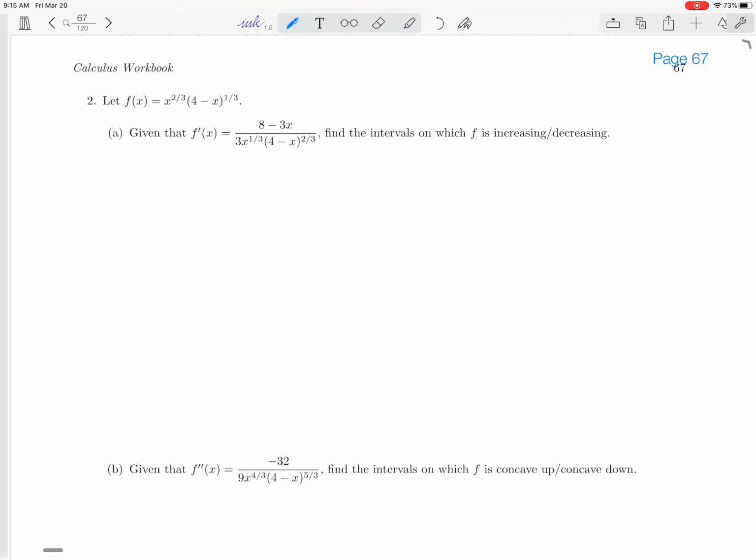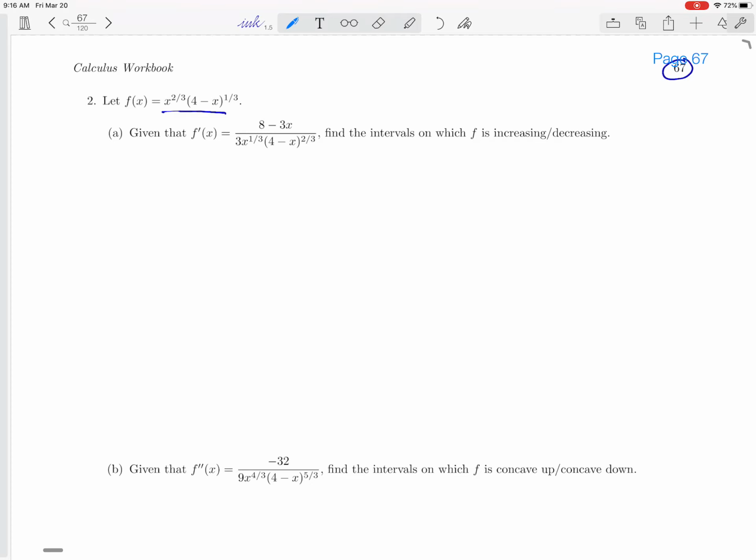Okay, so we're going to take a look at exercise number 2 on page 67 of the workbook. And this is another example of the type where we're given a function and we're trying to use the derivatives to give us information about what the function looks like. In this particular case, the function that we're starting with is pretty complicated in terms of a formula, and so it would be difficult to calculate the derivatives by hand.